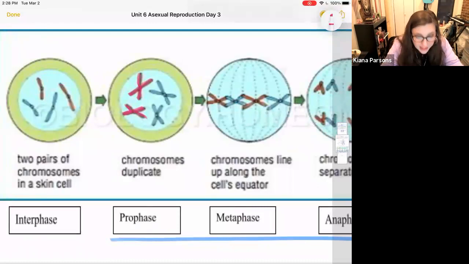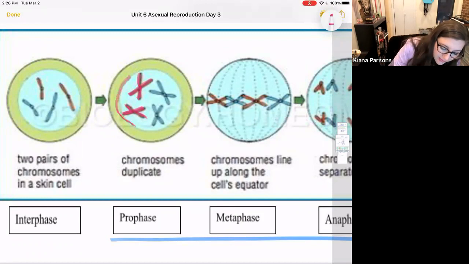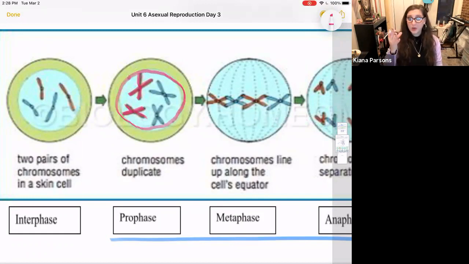So we can see the duplicated chromosomes condensing, becoming really visible here. And this is the nuclear envelope, right? So sort of like the cell membrane, but for the nucleus, and it dissolves as the cell is preparing for replication because this is going to become two distinct and separate nuclei. So the first nuclear envelope needs to dissolve so that new ones can be created.